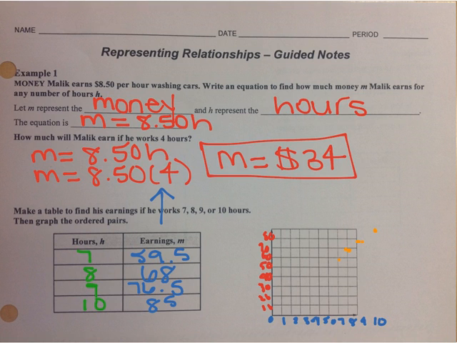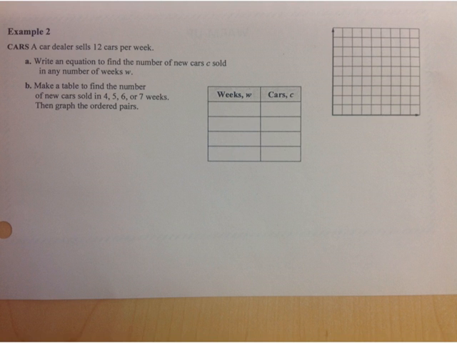Okay, let's go ahead and look at example number 2. Example 2 says a car dealer sells 12 cars per week. So if we look at part A, it says write an equation to find the number of new cars C sold in any number of weeks W. Okay, so we want to know how many cars, so that's going to be our first variable, C, sold in any number of weeks. So it's going to be equal to 12W, because it says that we sell 12 cars per week.